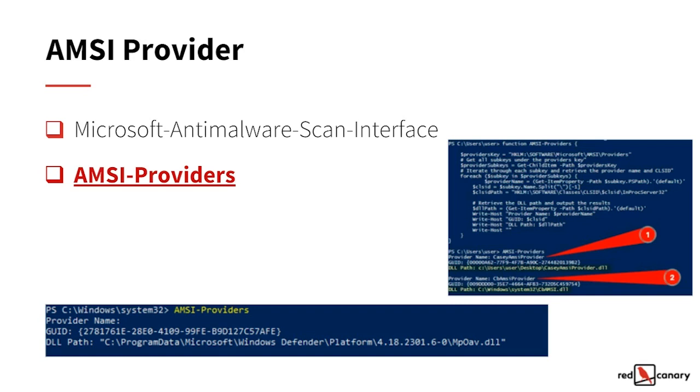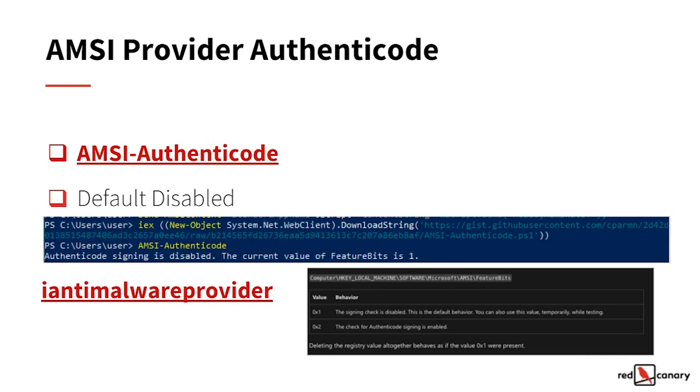Here, I'm not sure if we can see it, but we can have multiple providers on the system at one time. We don't just have to have one. In addition, AMSI providers actually support an Authenticode signature check starting with Windows 10 1903. This can be enabled or disabled via the feature bits registry key. It is disabled by default, which means that any AMSI provider can ingest content. The AMSI Authenticode tool linked here can be used to show the current status of the feature.